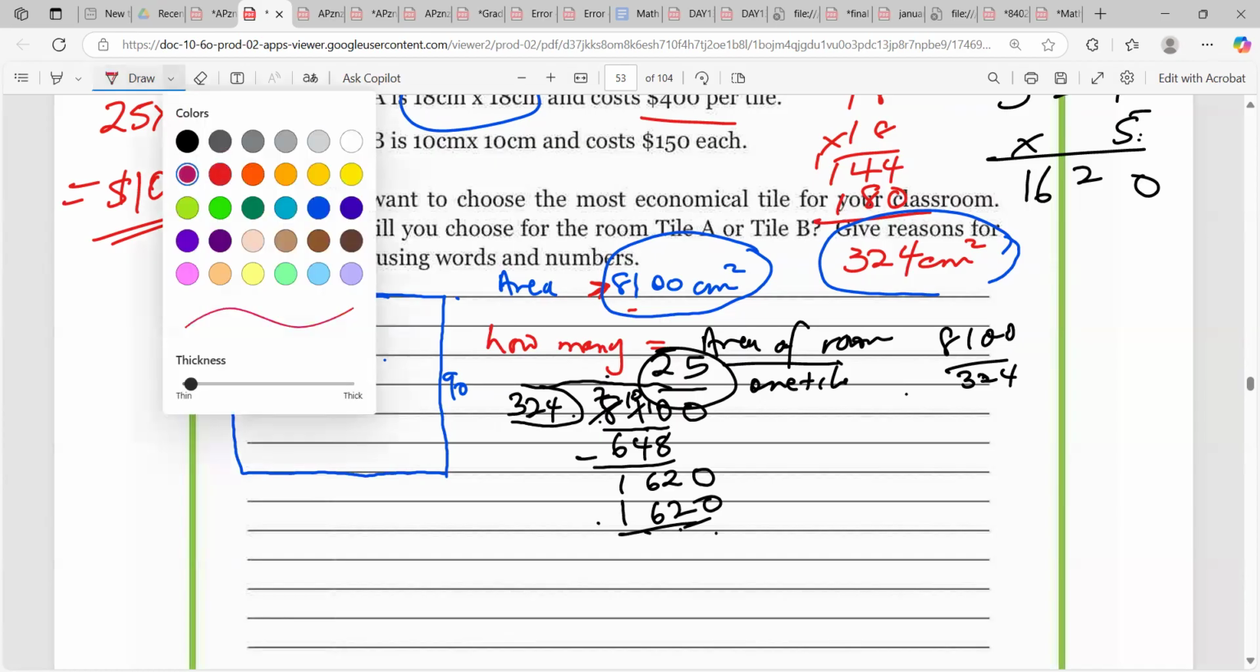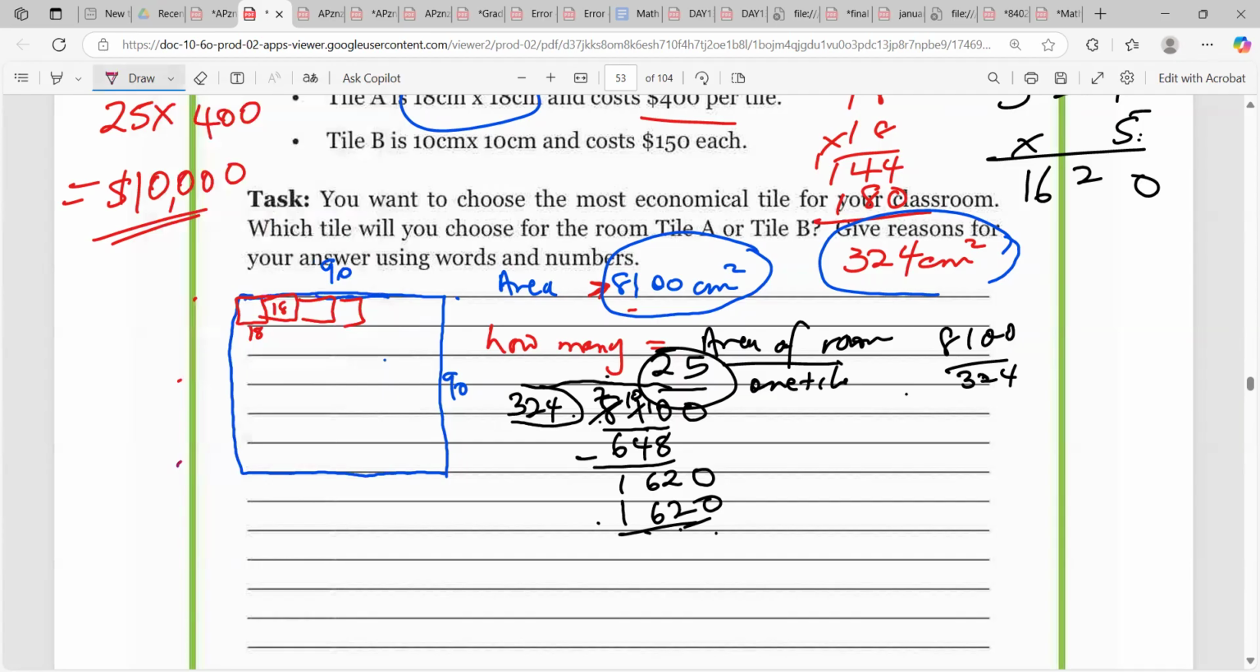All right. You want to volunteer up here? Yes, sir. All right, go ahead. You're going to work out everything for this one now, which is the 10 by 10.